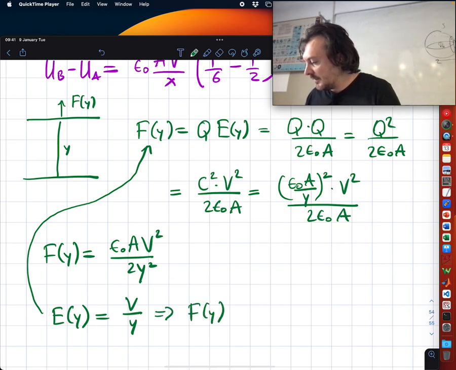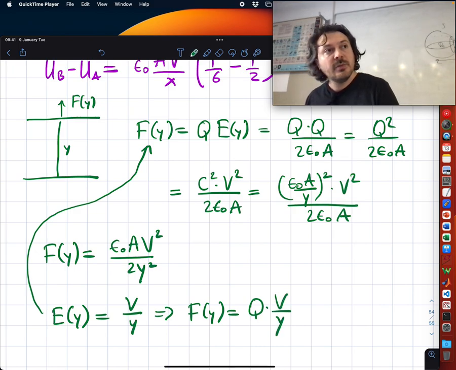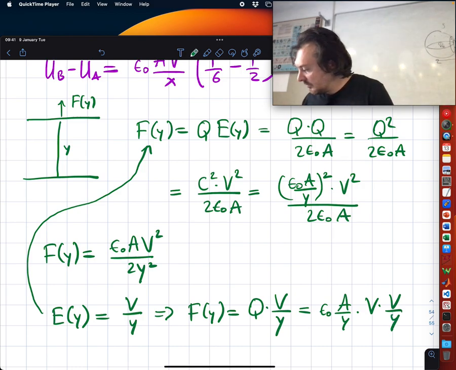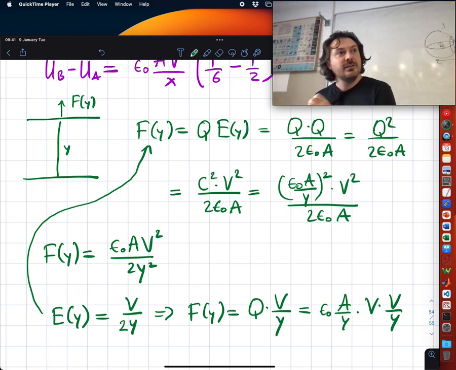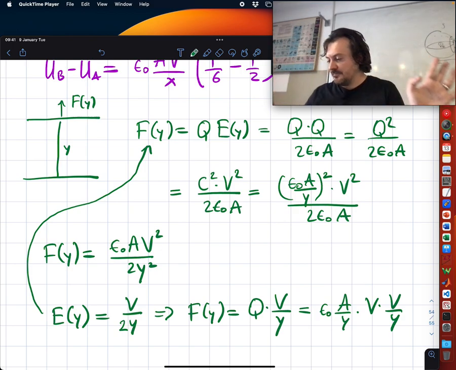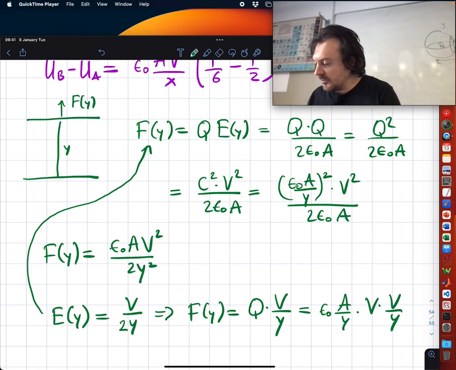Then F of y is simply q times V over y, right? But q is not constant as well. Q is CV, which means that this is epsilon 0 A over y times V over y. Do you see we arrive at the same result, except that Ey is not V over y, it's V over 2y, because we are not taking the electric field by itself, we are taking half of the electric field, remember? All this you can figure out, but I'm sure that this is the case.